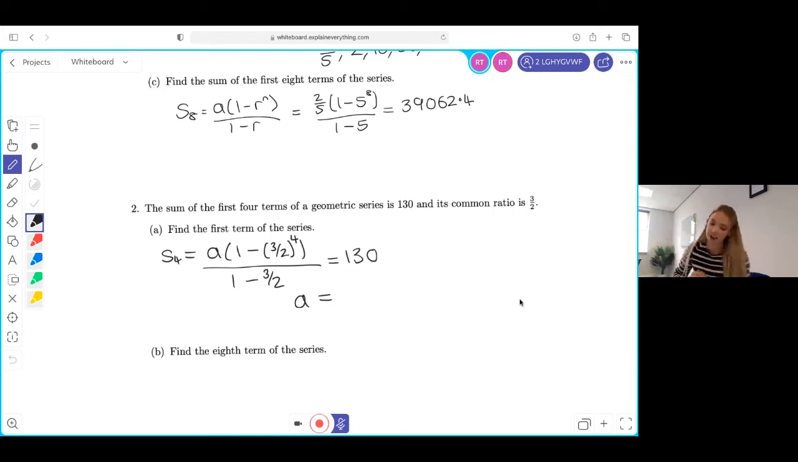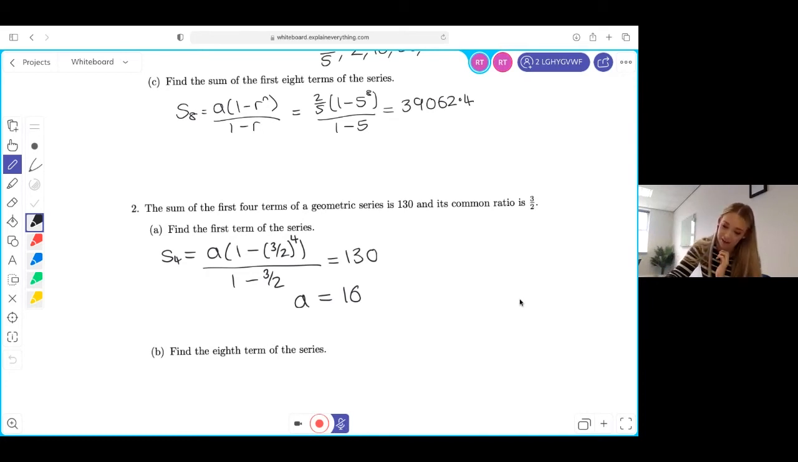So we should have minus a half left on the bottom, so you can times that up by minus a half, and then divide by 1 minus 3 over 2 to the power of 4. I'll let you try that one, and I think you should get the answer of A is 16 for that. So that's our first term. We start with 16, and then we're timesing it by 3 over 2 each time.